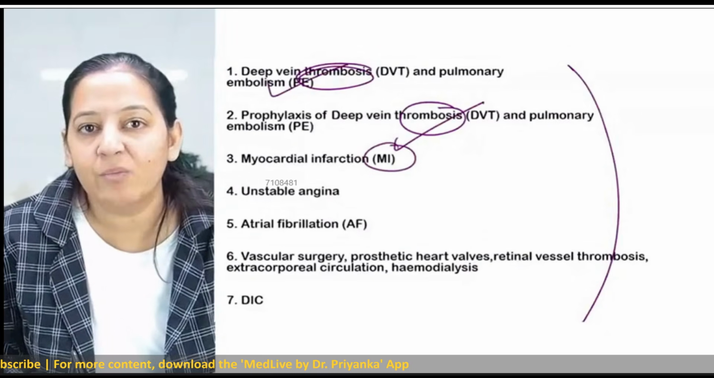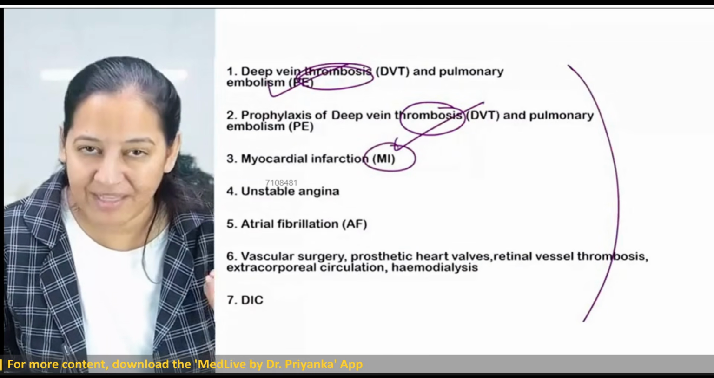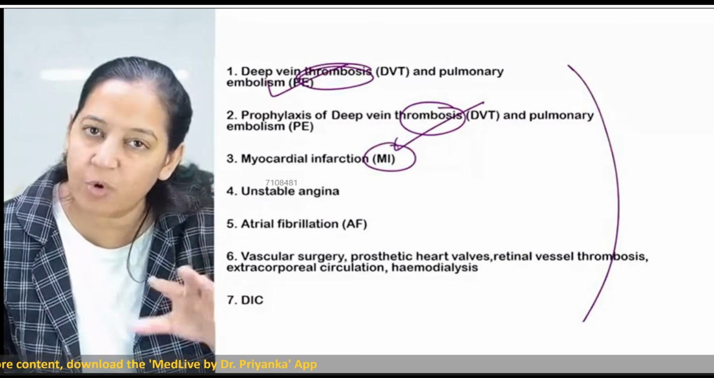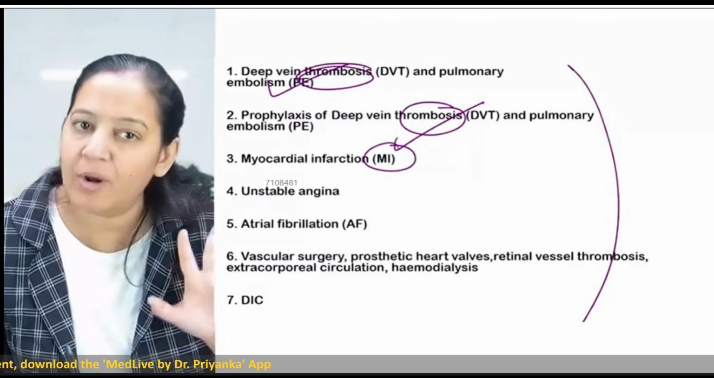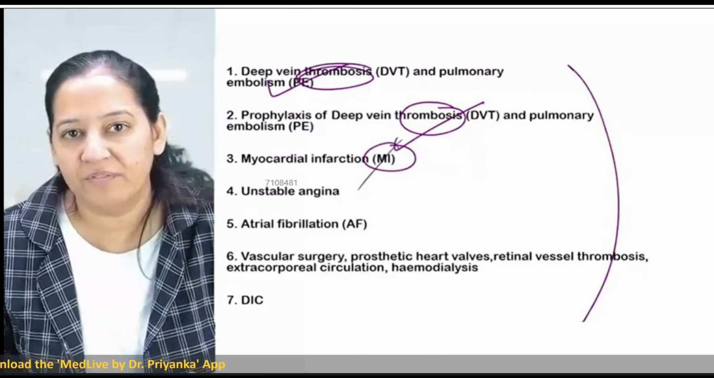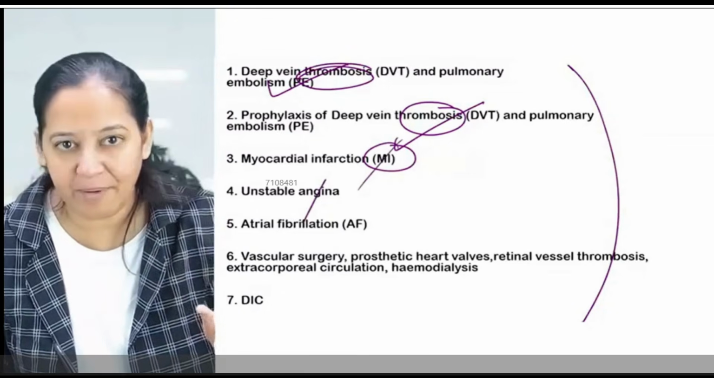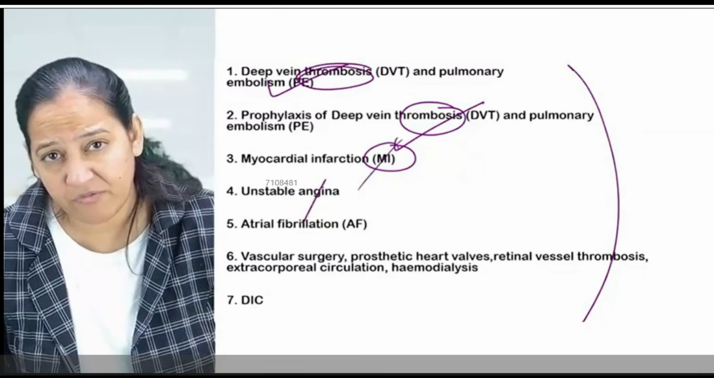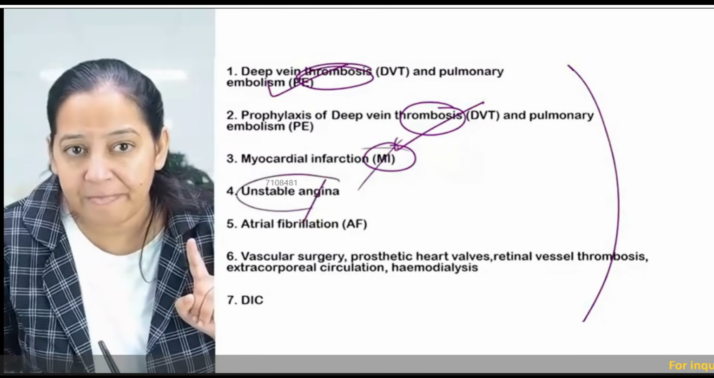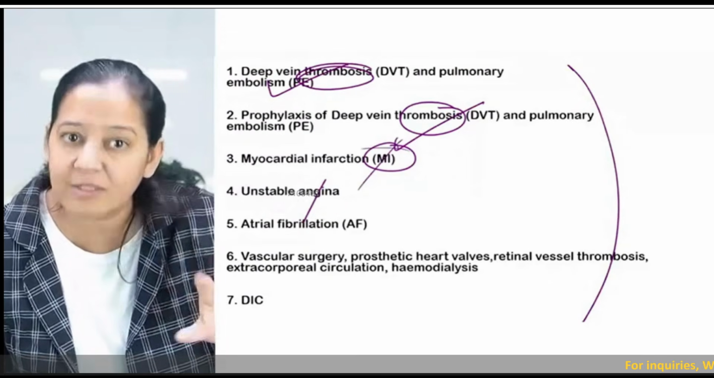What is MI? What happens in MI? In MI, the most common cause of MI is thrombus in the coronary artery. There is a thrombus or embolus in the coronary artery. So in MI also we will give it for the prophylaxis of the next attack. In angina also we will give it. Angina, maybe the pathophysiology is the same. You have to understand the pathology of all of them. The pathophysiology in angina is the thrombus in the coronary artery.